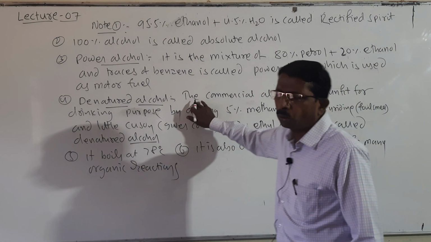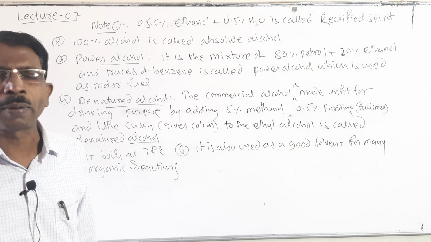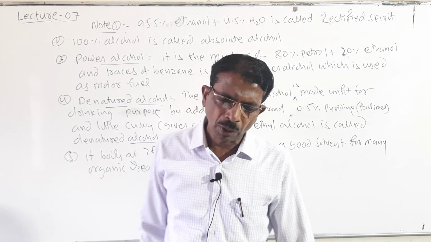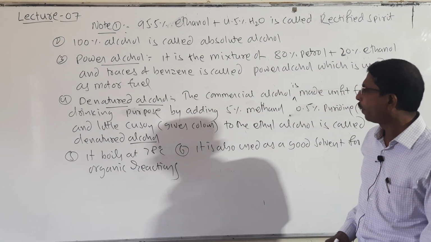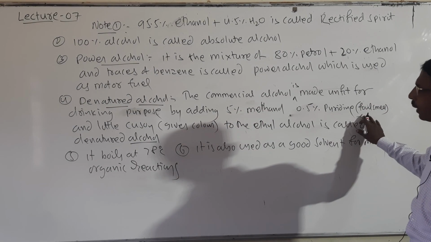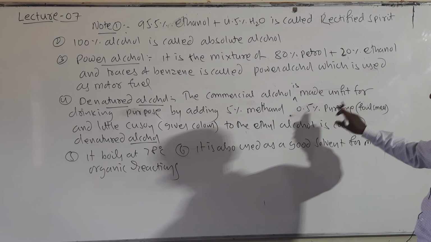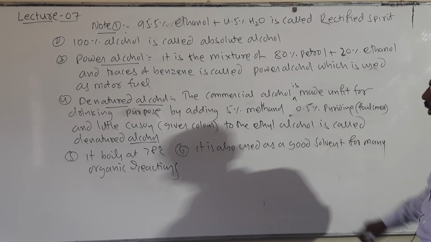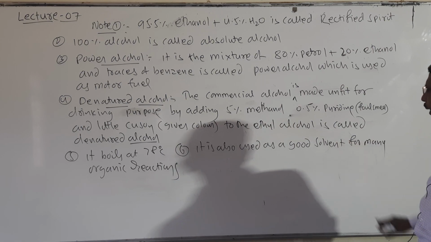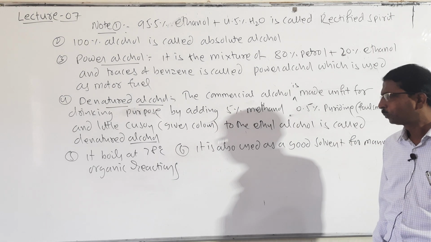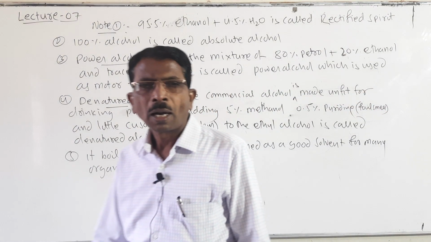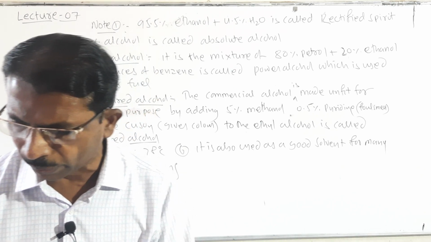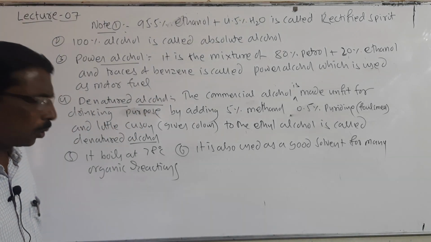So remember denatured alcohol, last 2 years back this question was asked: what is denatured alcohol? Denatured alcohol means the commercial alcohol which is made unfit for drinking purpose by mixing 5% methanol, 0.5% pyridine and a little copper sulfate. It gives color to the ethyl alcohol, is called denatured alcohol. So here alcohols and phenols are completed, and students, the next and last unit is ethers.